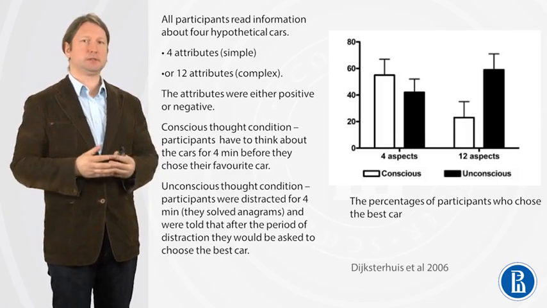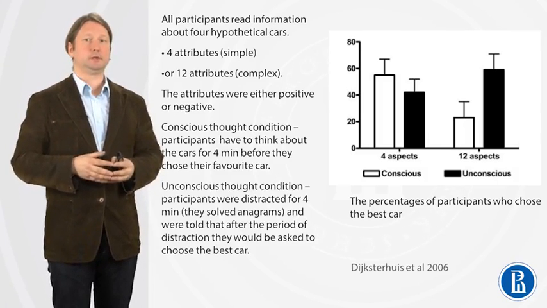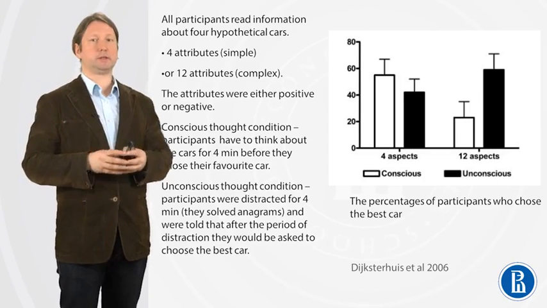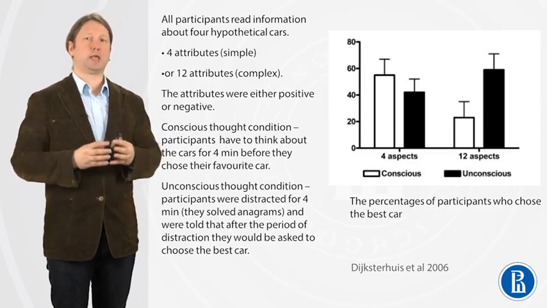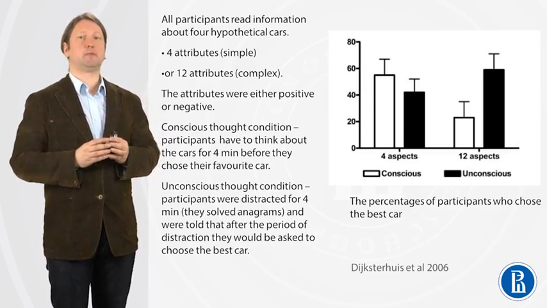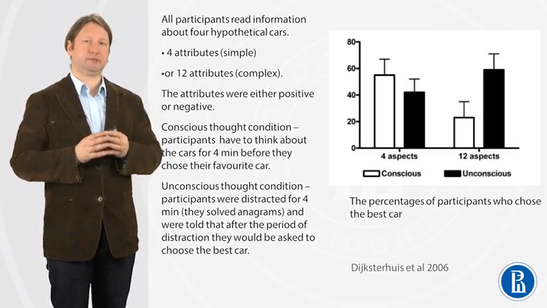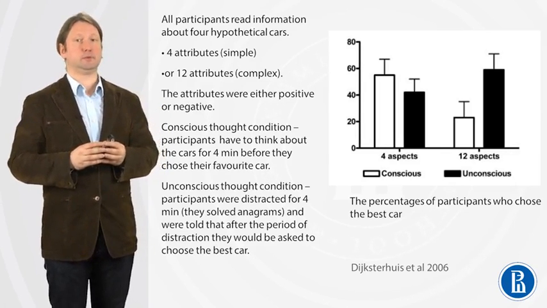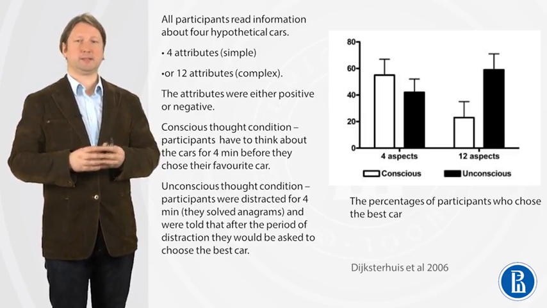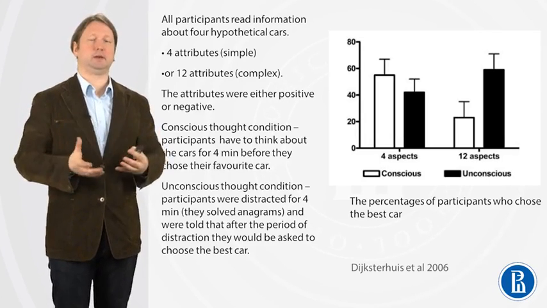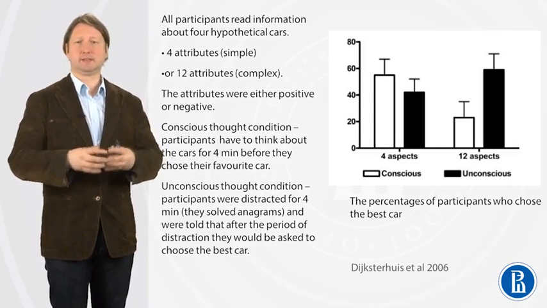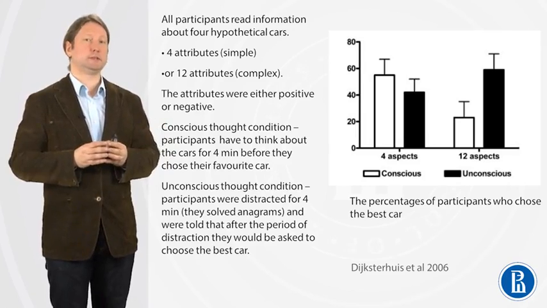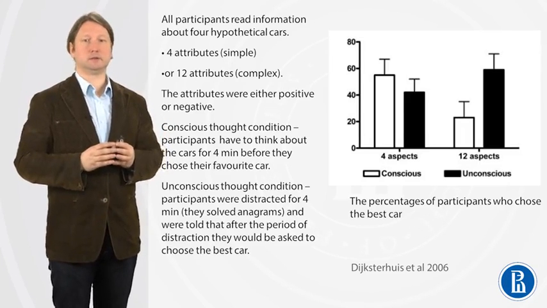So the results of this study look quite counterintuitive. You see that in the complex task, when subjects integrated 12 attributes per car, subjects performed the task better if they didn't have time to think. And this pattern is reversed for the simplest version of the task. So interestingly, when people do not have time to think about complex information, they can come up with a better decision than in the situation when they think intensively about the task.